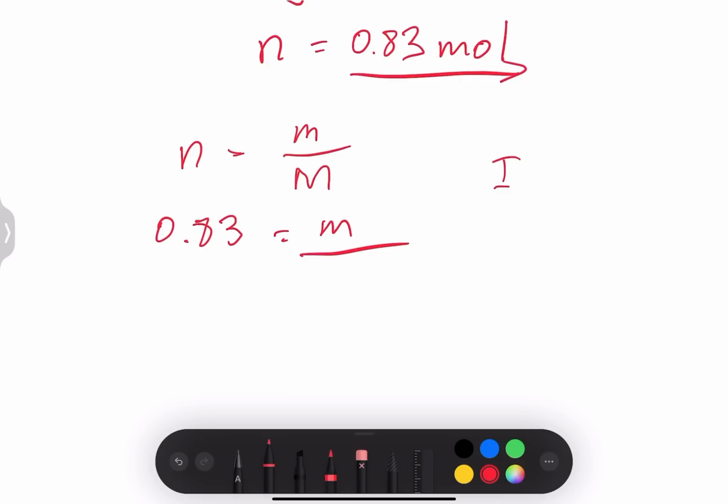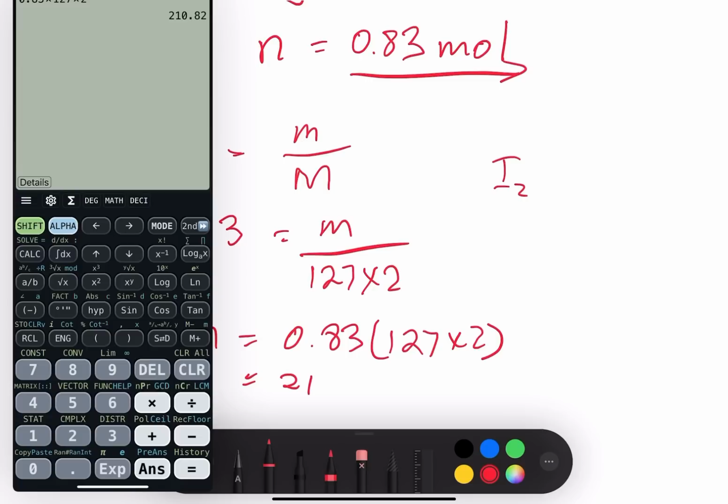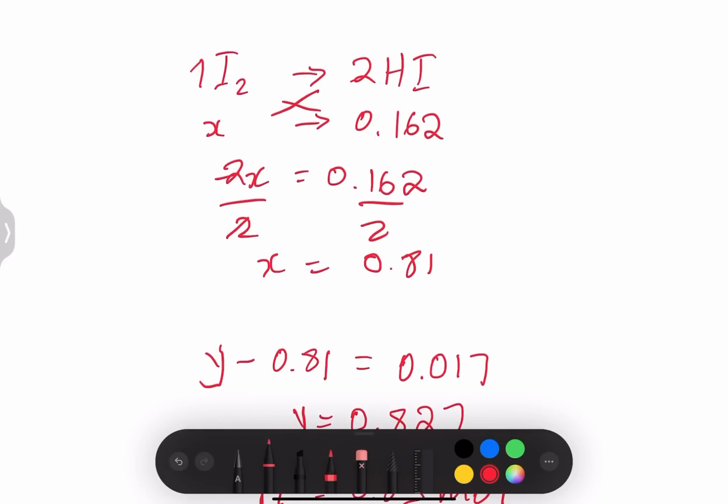is 127. Remember, you've got 2, it's I2, so you're going to say 127 multiplied by 2. So the mass in this case would be 0.83 times 127 times 2. That's 0.83 times 127 times 2, and that would give me 210.82 grams. So that would be the initial mass of iodine.